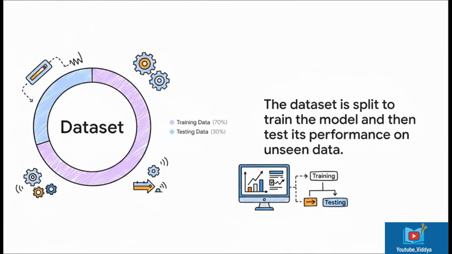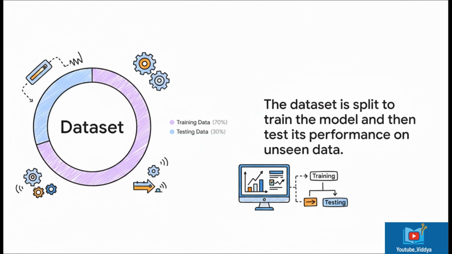Now, to do this right, we have to split up our data. Think of it like this. We give the model about 70% of the data to study from. This is its training data. It pores over this stuff to learn all the patterns. But we keep the other 30% hidden. That's the testing data. It's like the final exam. We use this data the model has never seen before to make sure it actually learned the concepts and didn't just memorize the answers.